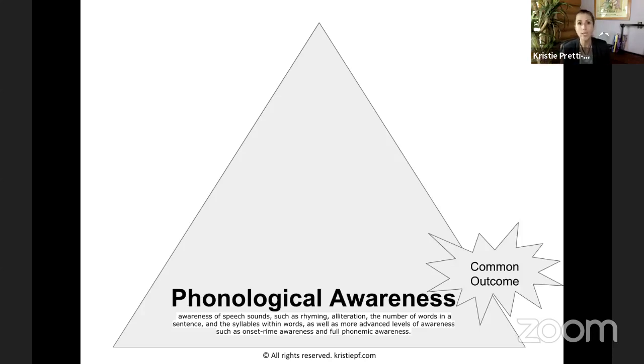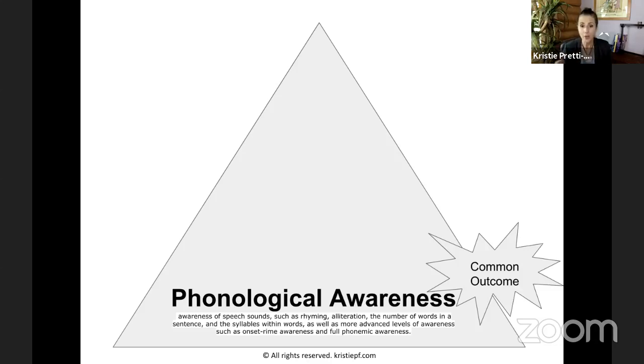If you can see my screen, this is what, at a minimum, phonological awareness often encompasses. If you look at the reading or the literacy research, awareness of speech sounds, such as rhyming, alliterations, and the number of words in a sentence, and the syllables within words. Holy cannoli, even rhyming, you're going to go, but Christy, I'm teaching kindergarten, and I look at my reading curriculum, and there's nothing that comes before, and my kids aren't ready to rhyme.